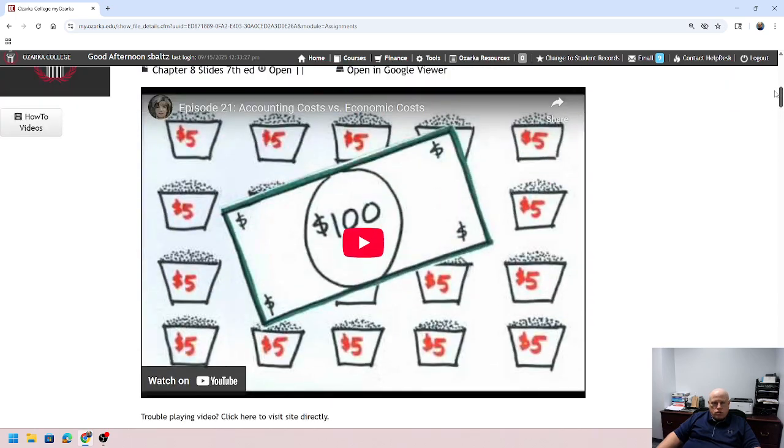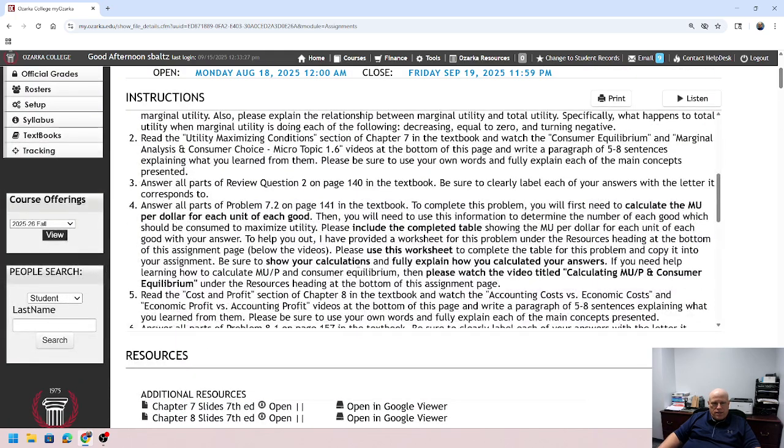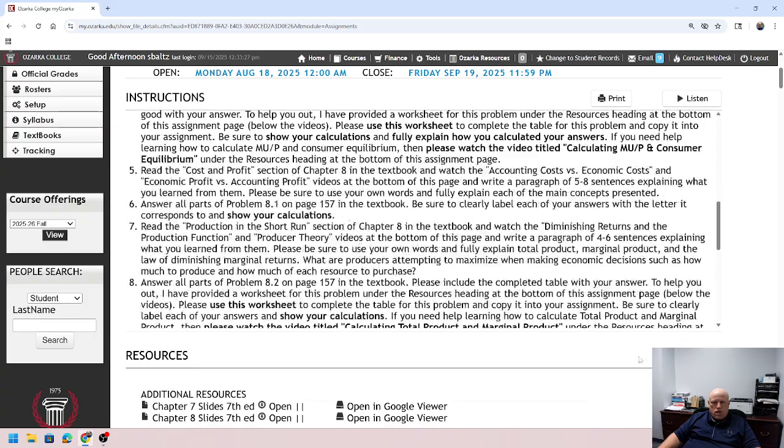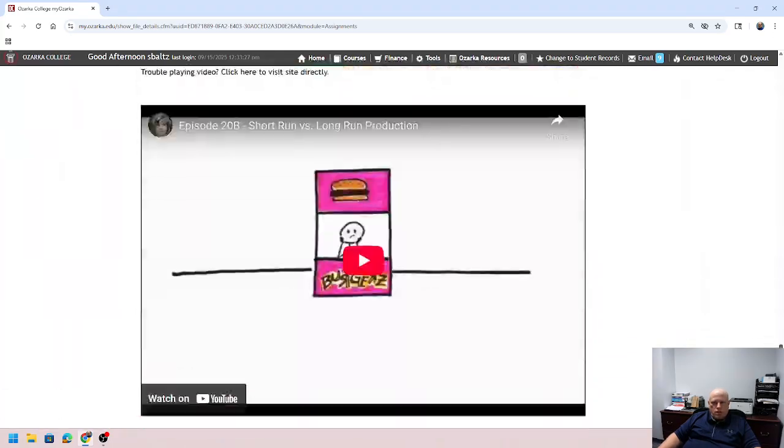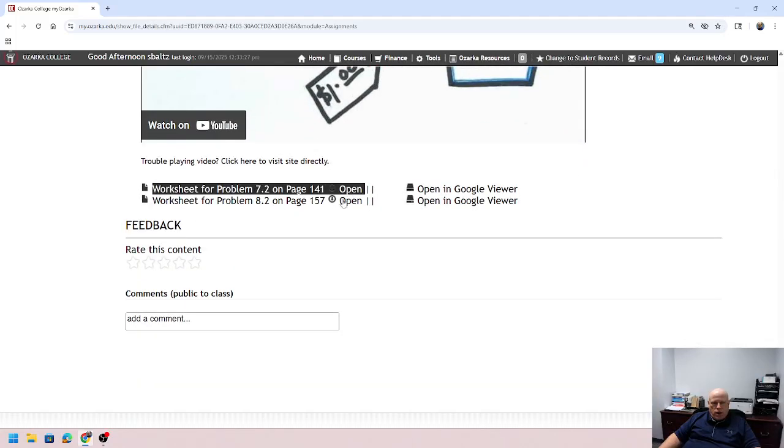Okay. Also, as it talks about in the assignment instructions, in addition to those worksheets that I've posted down here at the bottom of the assignment page, I'd like you to use them and insert them into your assignment when you submit it, and of course, complete the actual table by doing the calculations that you need to, answering the questions on the assignment.